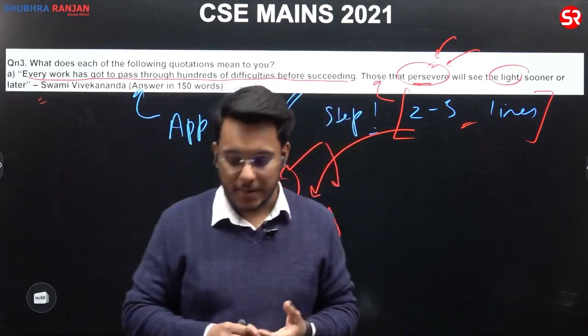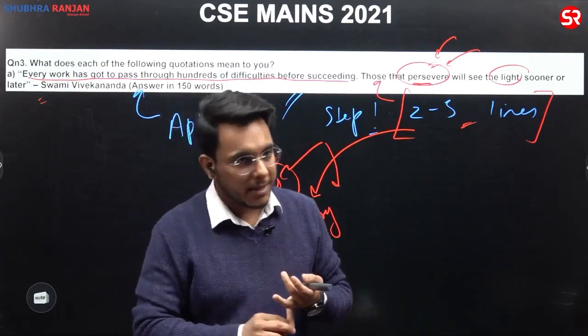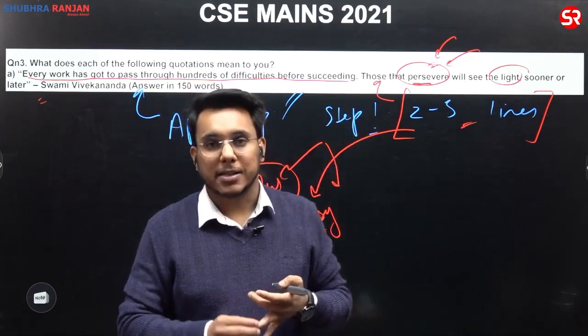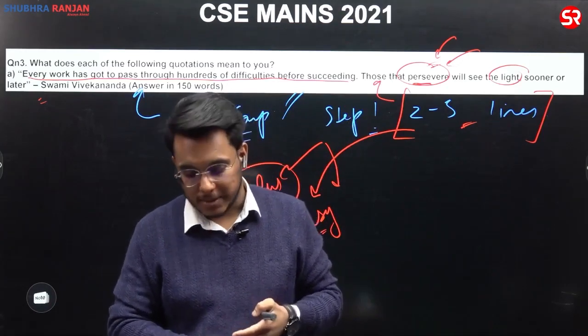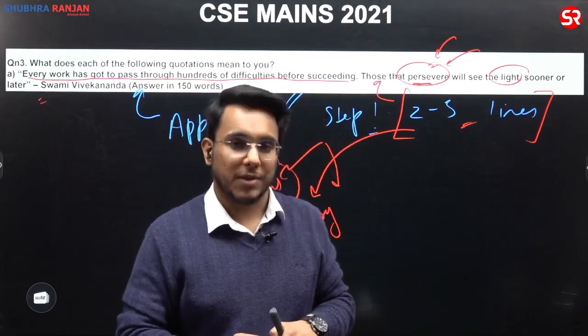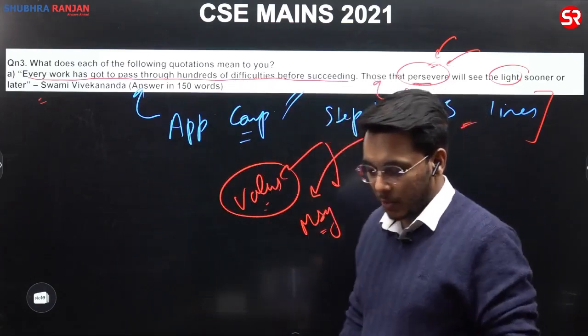So certain values are being talked about. You can mention those values here. Again, I'll repeat. It is talking about the value of perseverance. It is talking about the value of unflinching conviction. It is talking about a value of optimism that needs to be maintained, and it talks about a relentless pursuit. This is one thing that you can do.